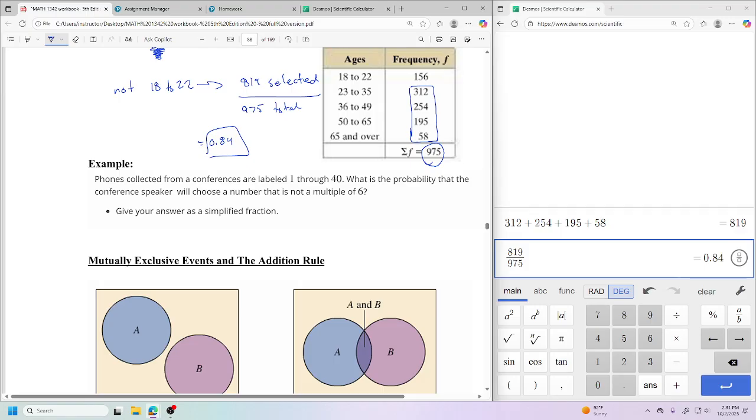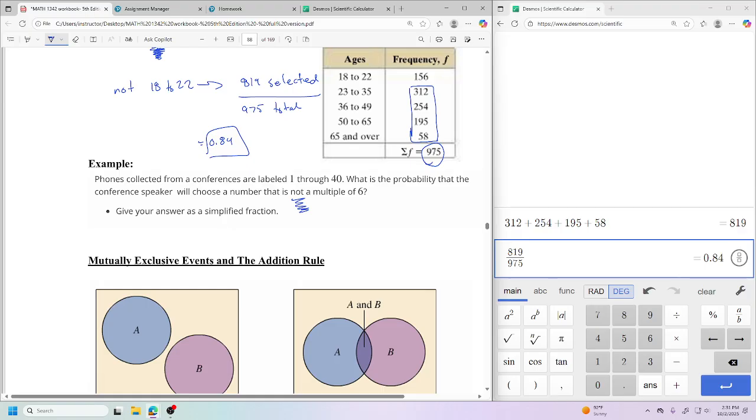Okay, phones collected from a conference. We got 1 through 40. So they're labeled 1 through 40, and they're saying not a multiple of 6. Okay, that's number 1, number 2, number 3, number 4, number 5. Not number 6. 7, 8, 9, 10, 11.